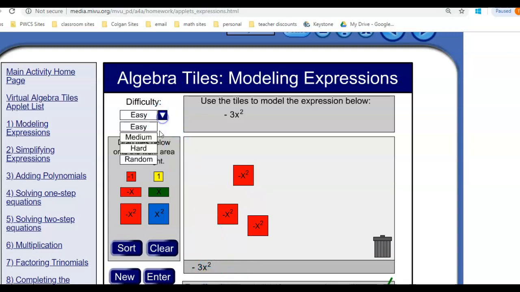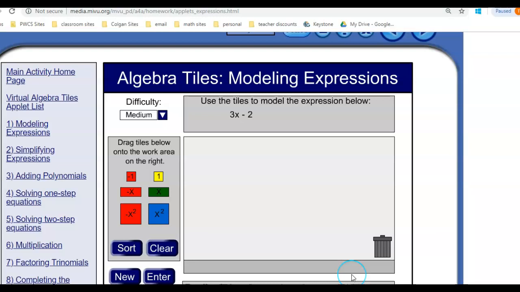Now let's try a little bit more complex ones. Now we have 3x minus 2. Let's take this into parts. 3x, well, we know how to do that. That should be 3 positive green x's. Negative 2, or minus 2.